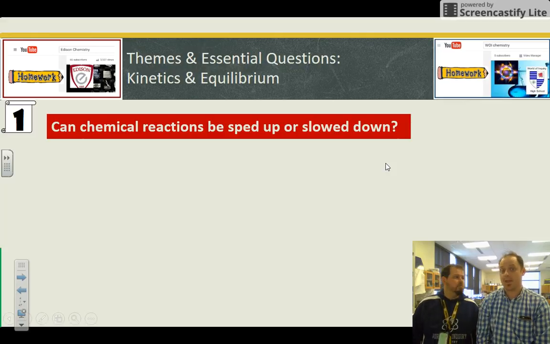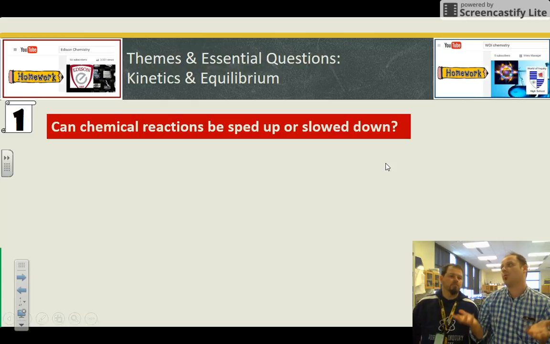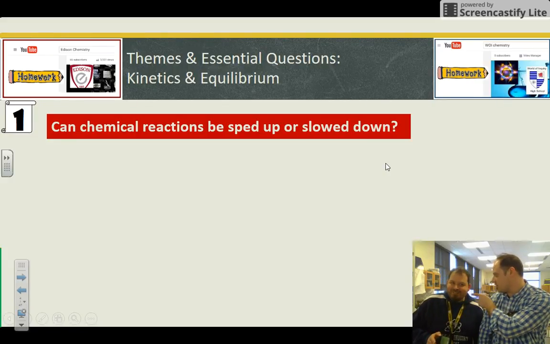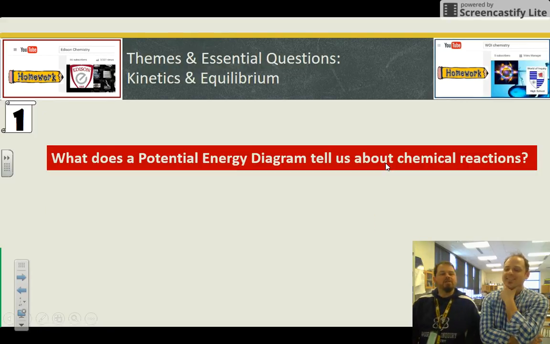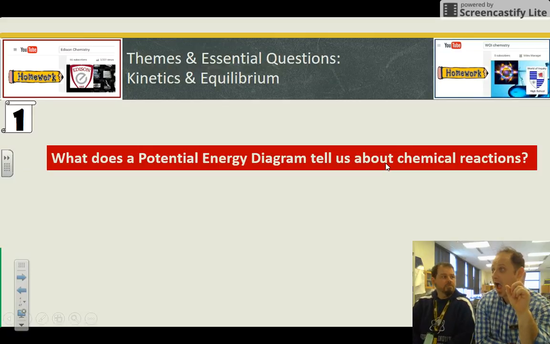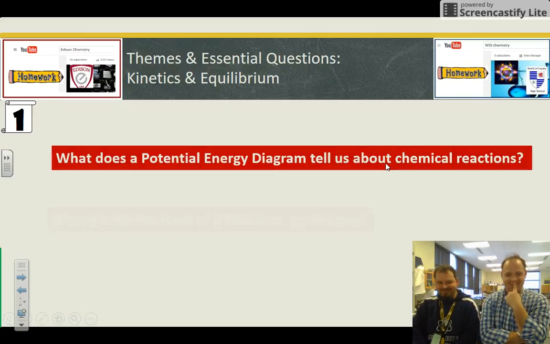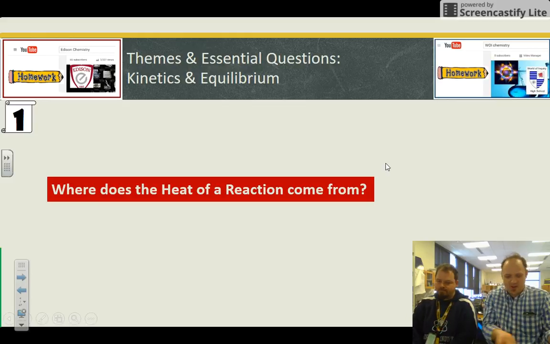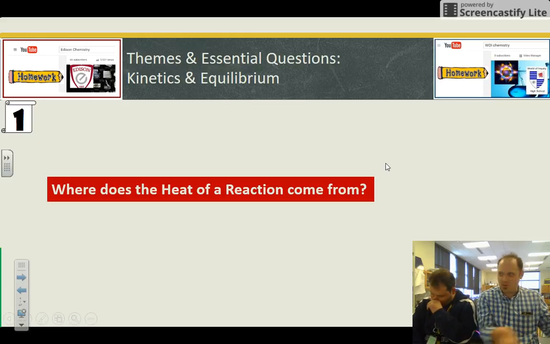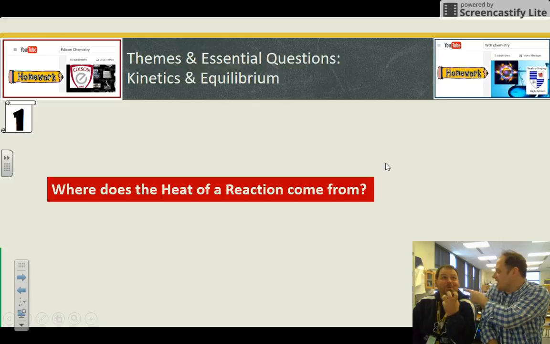Hold us accountable. So the first question is, can we speed up or slow down a chemical reaction? Don't answer the questions, we can only ask them right now, because the rest of the notes you're going to learn. What does a potential energy diagram tell us about chemical reactions? Where does the heat of a chemical reaction come from? This chemical reaction produces heat or absorbs heat, but where did it come from?